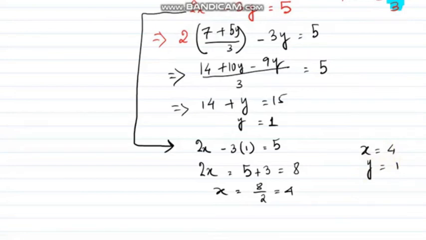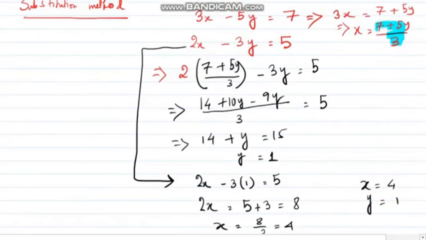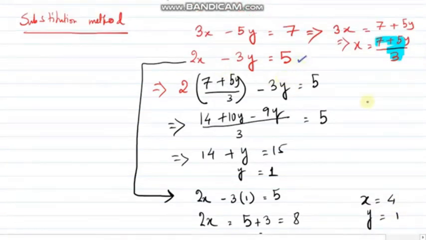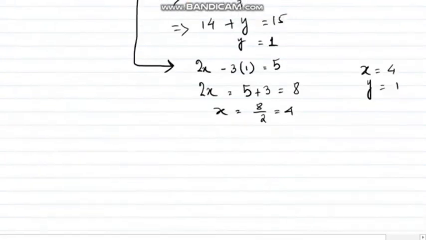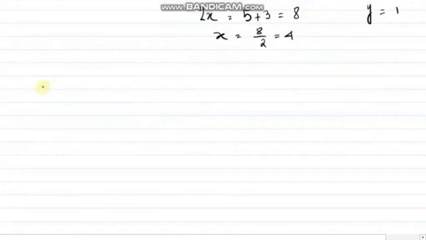As I said, after solving the sum, I chose this equation, so don't put the values here, obviously it will satisfy. Choose the other equation, 3x - 5y. 3 into 4 minus 5 into 1 is 12 minus 5, which is 7. This 7 is coming, so my answer is correct. Do you agree? The next method we are going to learn is the elimination method.